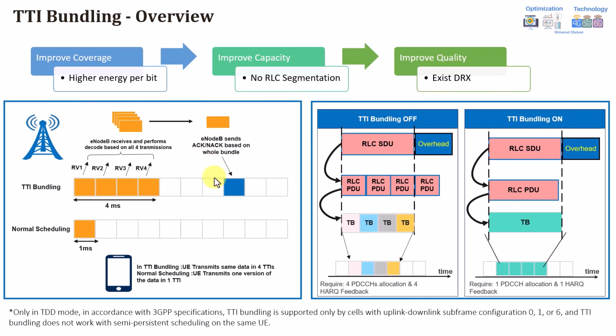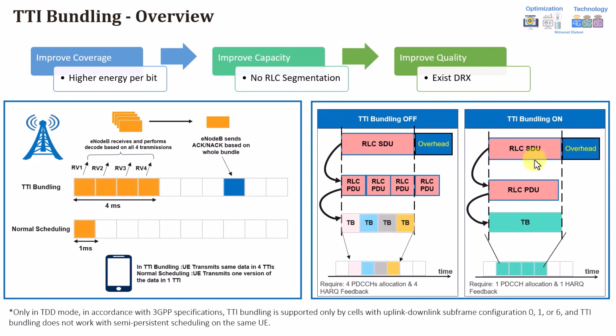The second and most important part as well: in terms of coverage, you will have a higher energy per bit, so it will improve your uplink path loss and uplink coverage by around 2 to 3 dB, sometimes up to 4 dB. But you also have some capacity gain. How can you observe this capacity gain based on TTI bundling?